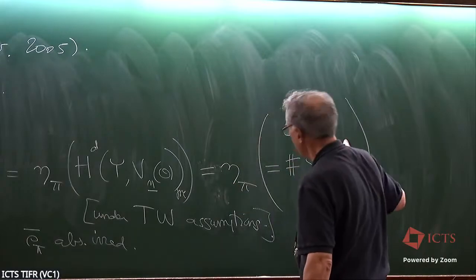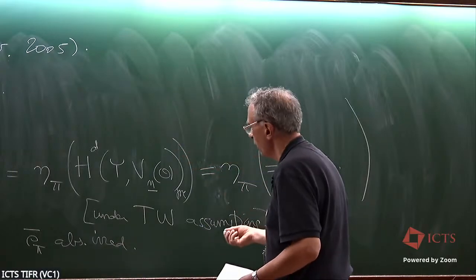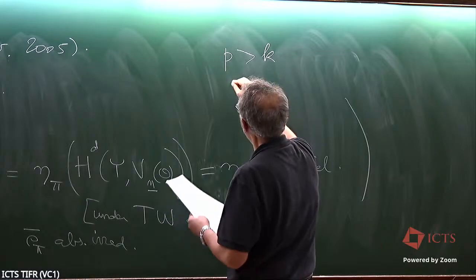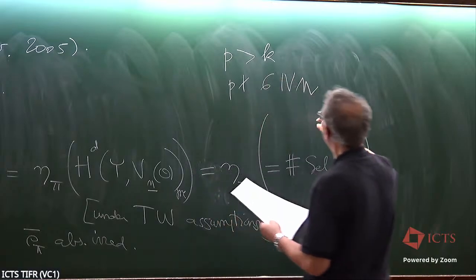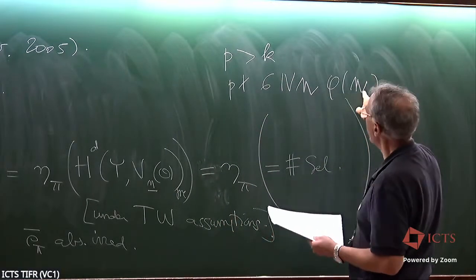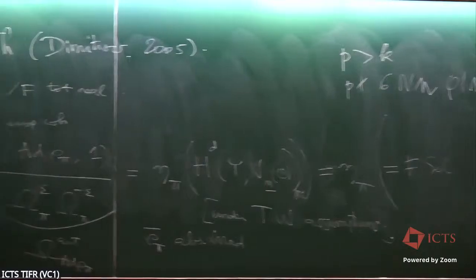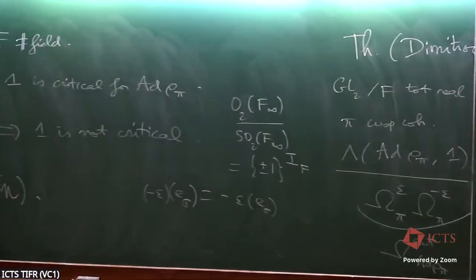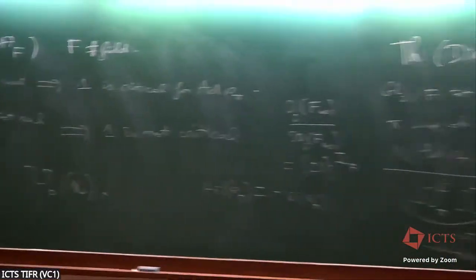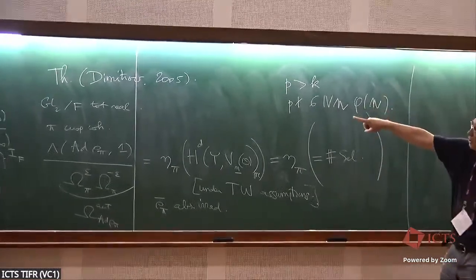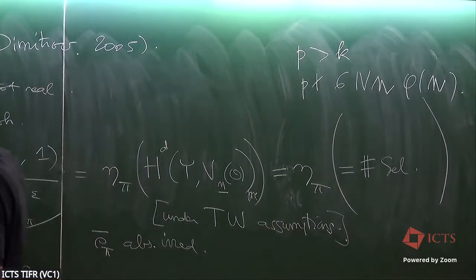Until here, you don't need Taylor-Wiles. You need this irreducibility plus P greater than K, and P does not divide 6 norm of Gothic n, phi of Gothic n, where n is the level. You will assume that the level is U0 of Gothic n. So you have this theorem of Dimitrov. Then we are still in the critical case here. Here, this is a critical value.